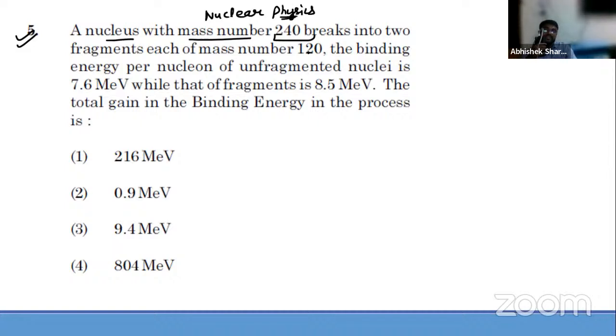It says a nucleus with mass number 240 breaks into 2 fragments, each of mass number 120. The binding energy per nucleon of the unfragmented nucleus is this much, and that of the fragment is this much. The total gain in binding energy in the process. Students, I'll give you a basic design of the formula here, through which we'll apply in these kinds of questions and you'll get the answer easily. ठीक है? इसमें बहुत जल्दी से answer आ जाएगा. So what is the basic design?